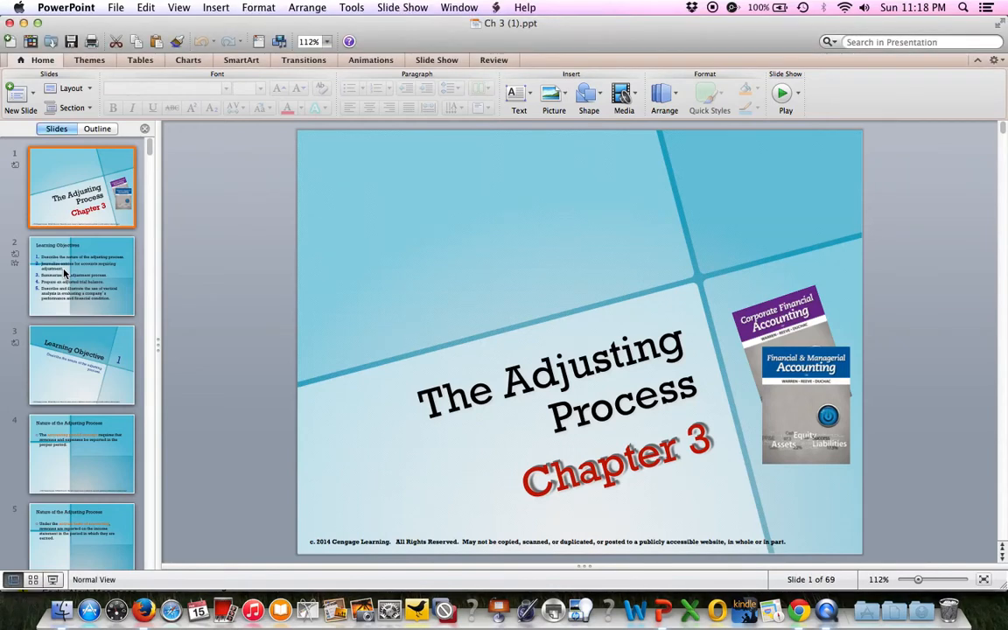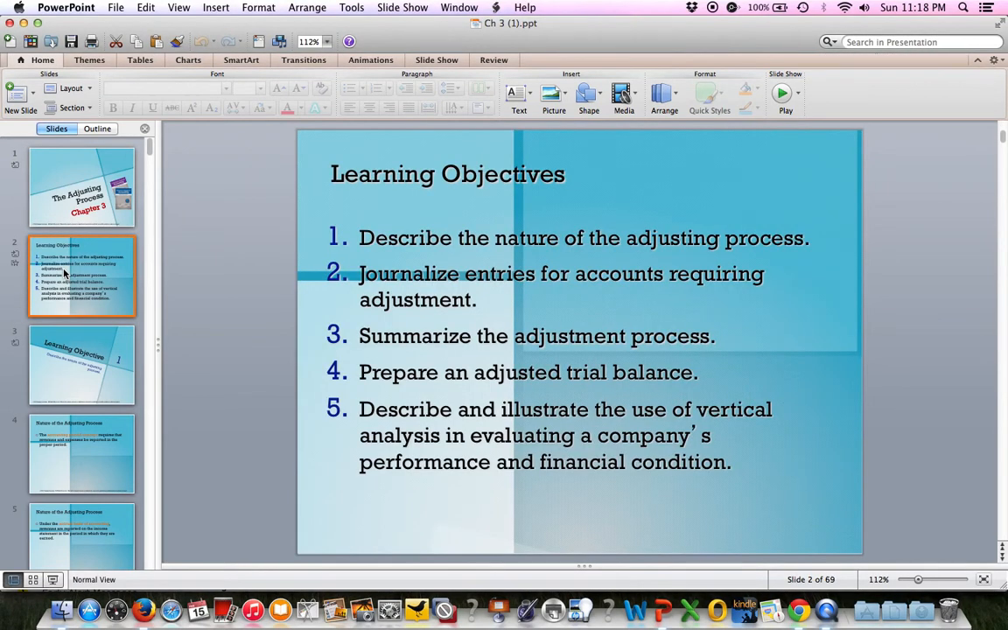Here for Chapter 3. We'll talk about what adjusting is, what that means. We'll learn about journalizing those. We'll summarize the adjusting process, talk about the trial balance, and then use some vertical analysis to talk about how we evaluate the financial position of a company.